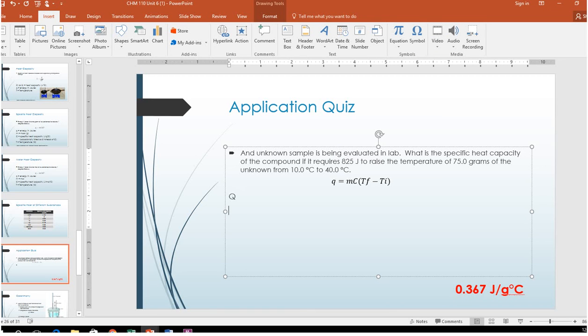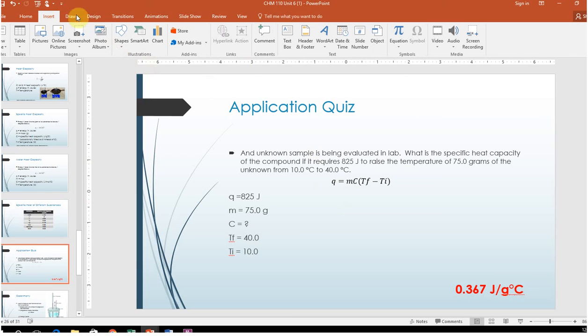So Q, M, C, T F, and T I, okay? Now, this is the heat in joules. Q is just energy. And so we can say, okay, well, 825 is given to us. Mass is also given. Here it's 75 grams, okay? Specific heat capacity is what we're looking for. We have no idea. The final temperature, it's raised from 10 to 40. So 40 is our final, and our initial temperature was 10. So we have everything we need to plug this in.